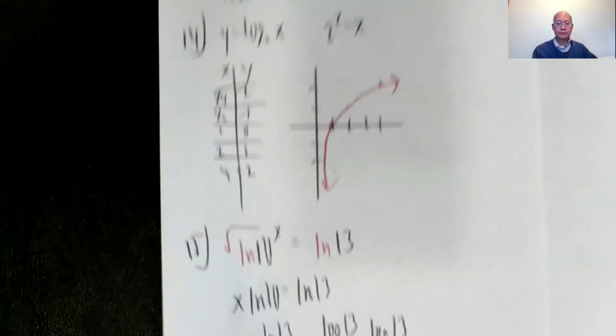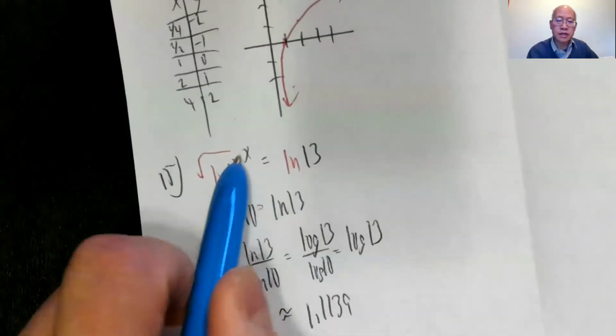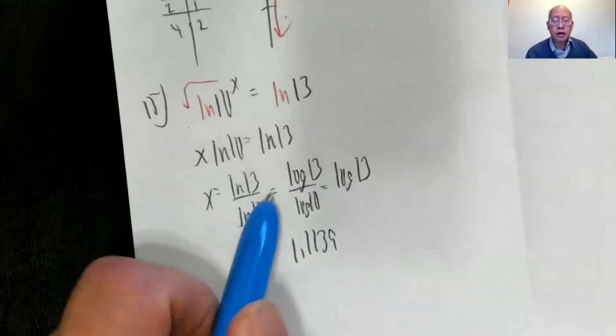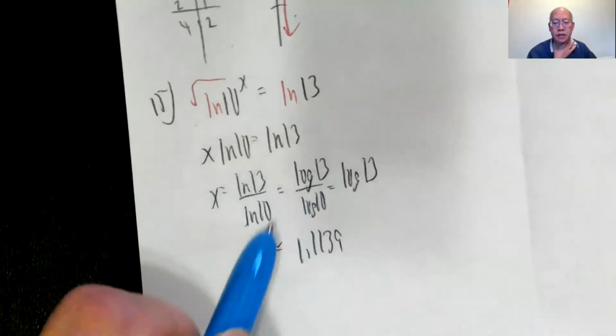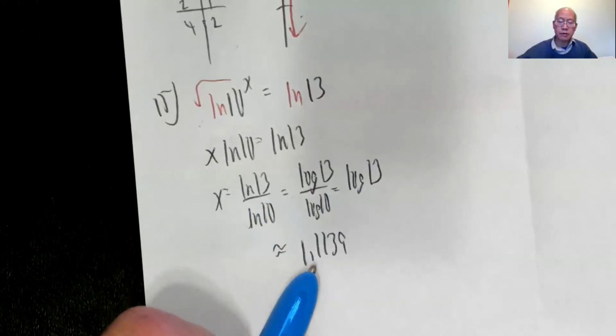15, 10 to the x equals 13. Take the natural log of both sides. x comes down. x is ln 13 over ln 10. You could also work it out with logs, log 13 over log 10. Anyway, 1.1139 as a decimal approximation.